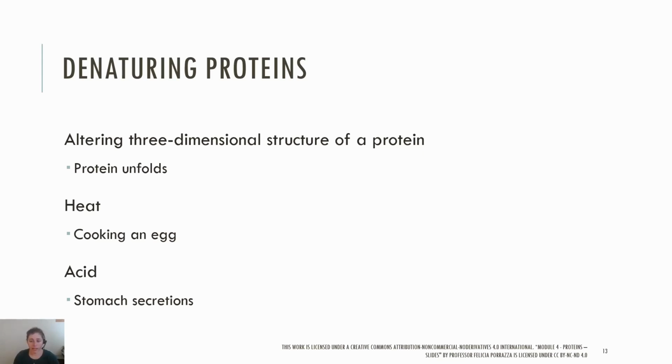The stomach secretes acids that kill pathogens and denature food proteins. Frying an egg is another example. The albumin protein in the egg white will become opaque and solid with heat and will not return to the raw egg state it was prior to cooking.